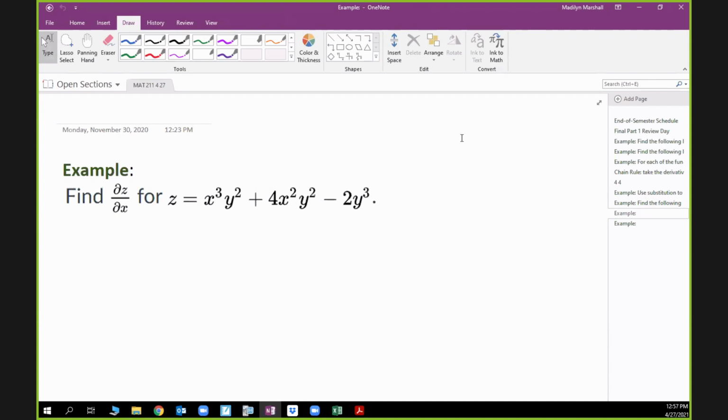So there's a couple ways to tell that this is a partial derivative and not a regular derivative. One way is that we have these weird looking d's. That means it's partial. But the other way to tell is that we have more than one variable in here. So since we have x's and y's, if we have a multivariable function, there's no regular derivative, it's all partial derivatives.